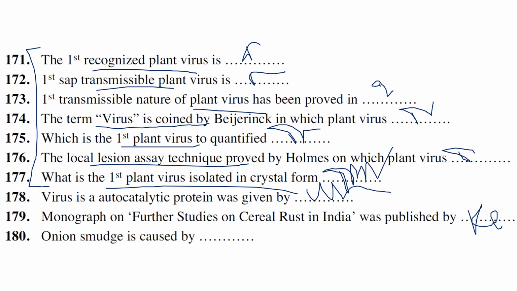Onion smudge is caused by Colletotrichum circinans. Where was this phenolic theory developed, right? Red onions are highly resistant to onion smudge disease, whereas white onions are highly susceptible, because red onions contain two compounds called catechol and protocatechuic acid. So that theory was the phenolic theory. That is actually for onion smudge disease caused by Colletotrichum circinans, right?